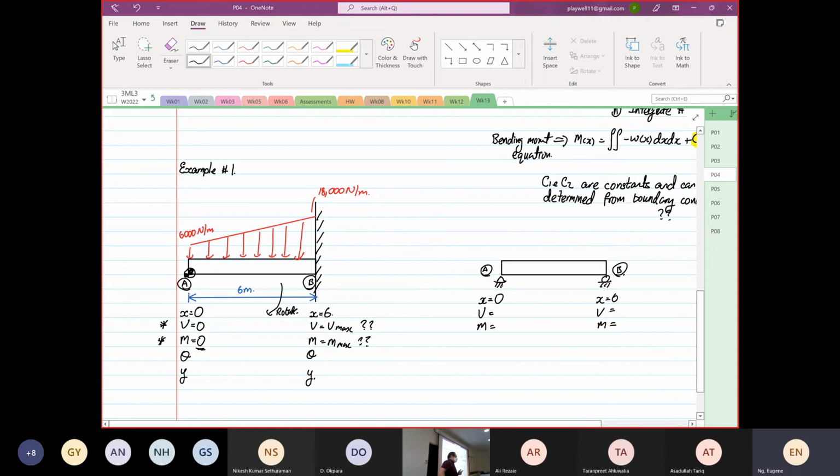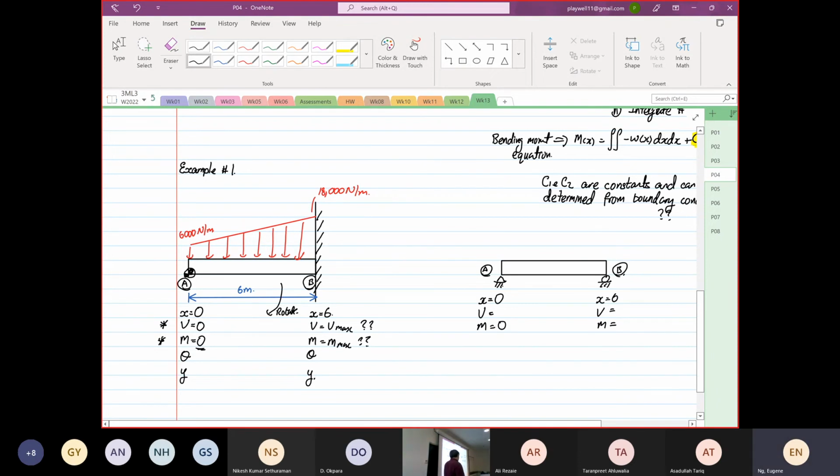At point A, is there a shear force? Yes. So it's not equal to 0. At point A, is there a moment? The answer is no. Why? Because if you remove the support at B, the structure will rotate. So for this case, we know that moment is equal to 0.